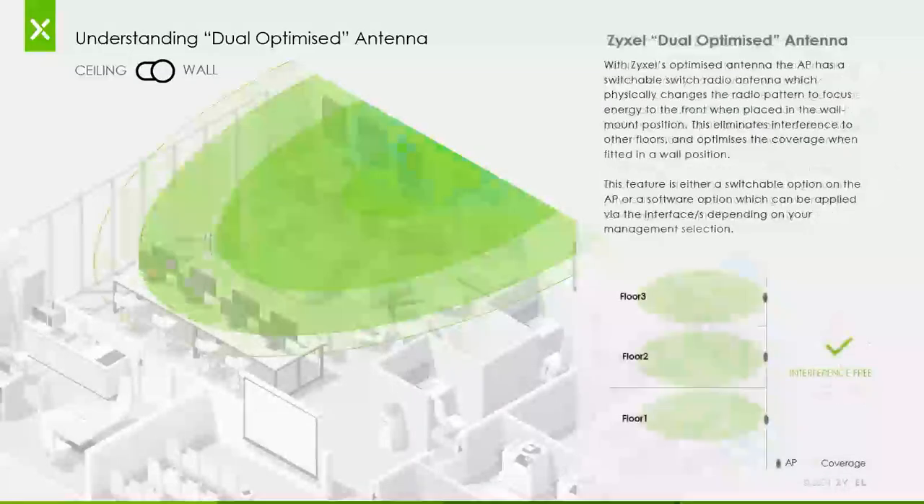So our dual optimized antenna technology comes with 2 different sets of antennas for each radio, one optimized for your traditional ceiling mount and one that's been optimized for wall mounting. So you simply go into the Nebula interface and tell it whether it's mounted on the ceiling or wall, and it will switch the antenna patterns to one that's optimized for where it's been deployed.